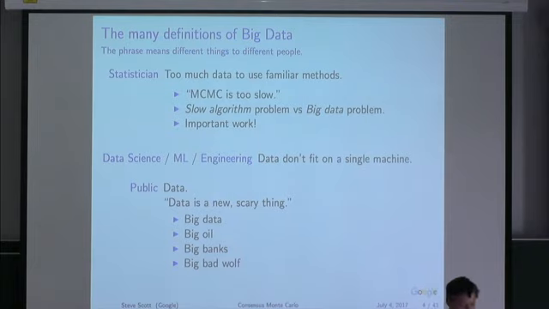So I'll just sort of leave it there. And the last thing I have on this slide is the public definition of big data, which I think is just data. When newspaper articles talk about big data, I think people use the word big in the same way that they use big oil and big banks and the big bad wolf. Data is a new thing that they didn't have to think about before, and it's mysterious and scary, and they don't know what to do about it. So the term is just sort of ill-defined.